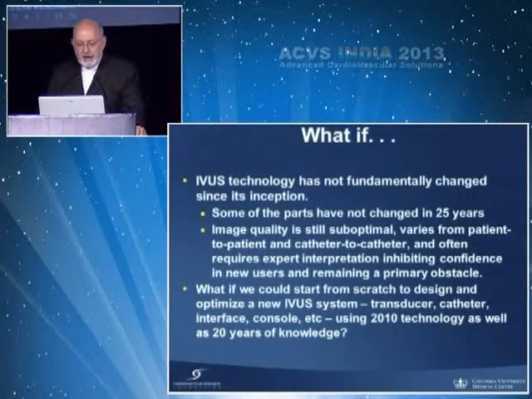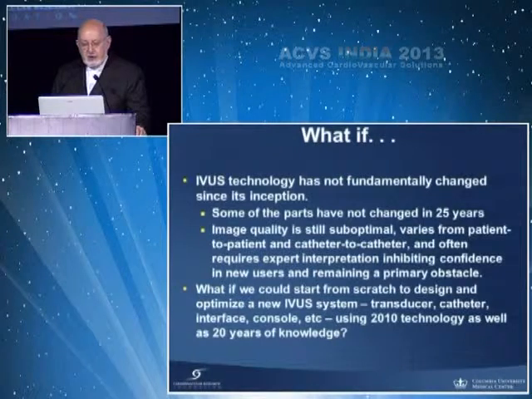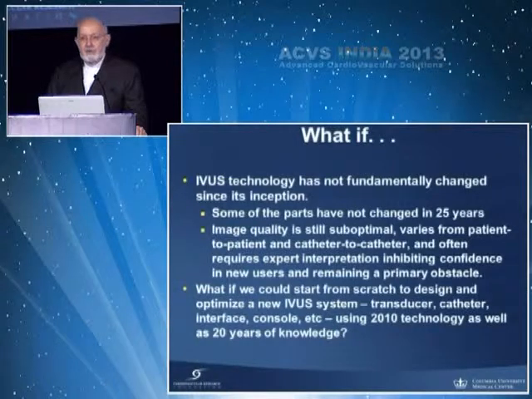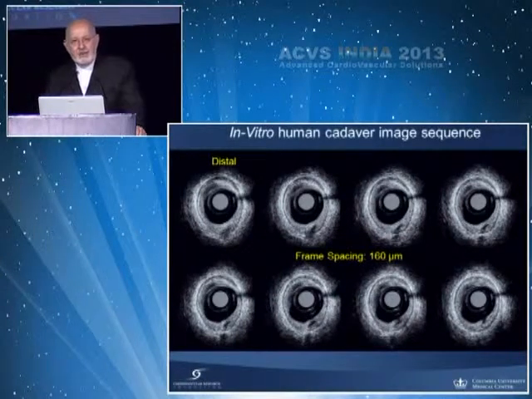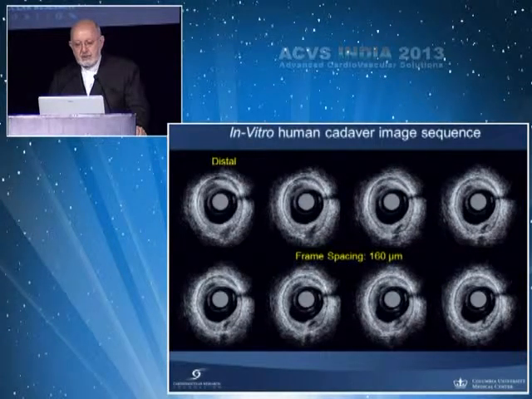So what if we could start from scratch to design and optimize a new IVUS system with transducer, catheter, interface, console, and so on, using modern technology as well as 20 years of knowledge? And what if this did not have the limitations of OCT? What if this could be imaging in a blood field and could penetrate to the adventitia? These are some in vitro cadaver images obtained with new generation IVUS, high definition IVUS. You see superior resolution without loss of penetration. And it is probably this new quality of IVUS images that OCT will have to compete against.